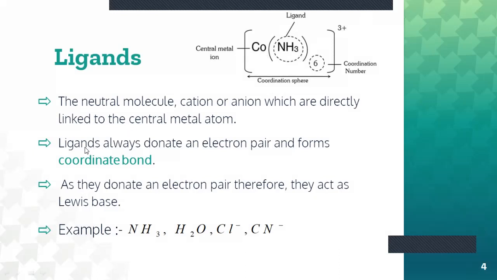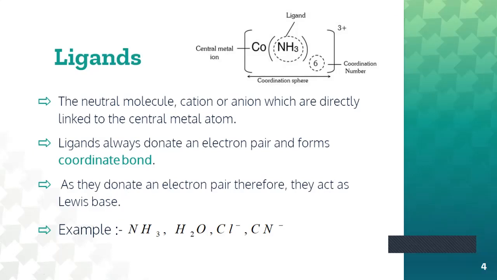Coming to the second point, ligands always donate an electron pair and form a coordinate bond. That is, the ammonia molecule will donate its lone pair to the cobalt atom and form a coordinate bond. As ligands donate an electron pair, they act as Lewis bases. I hope you are all familiar with the Lewis acid-base concept.